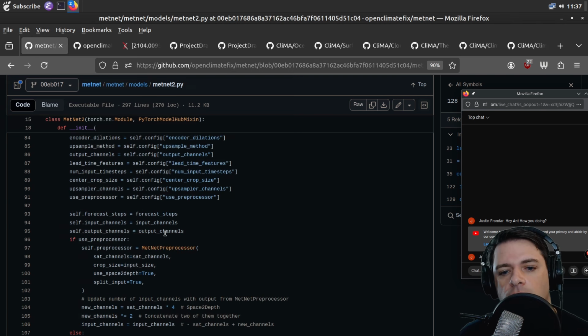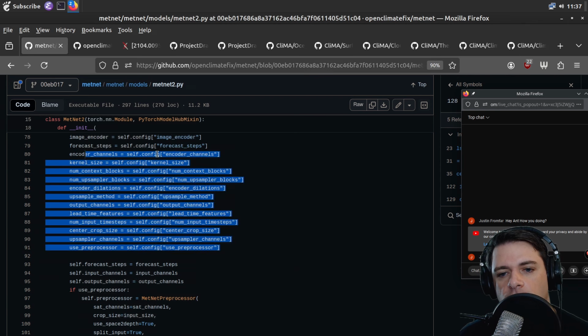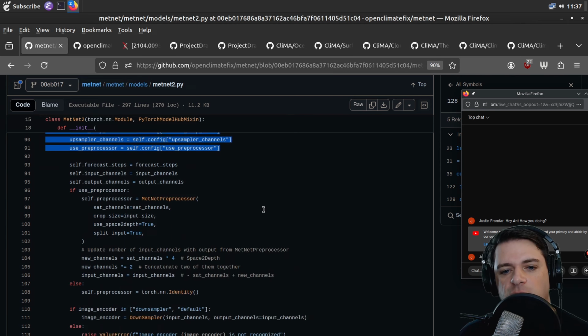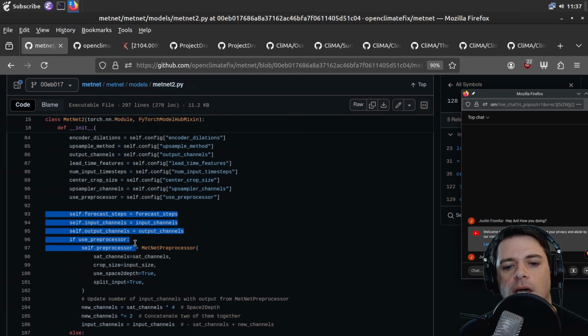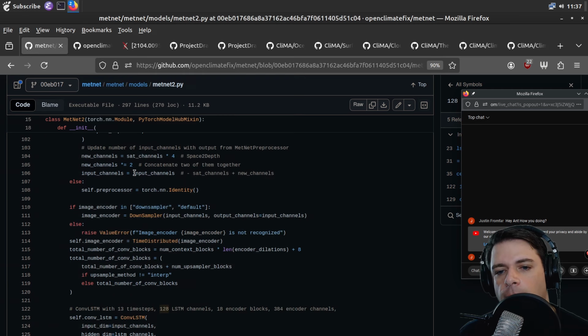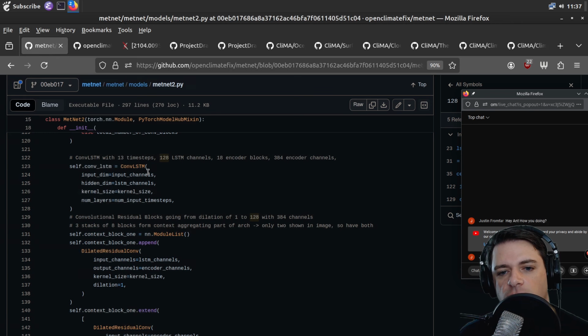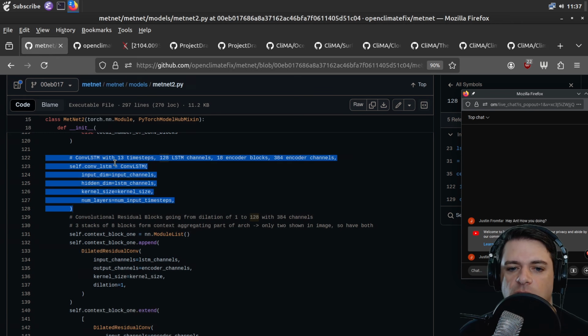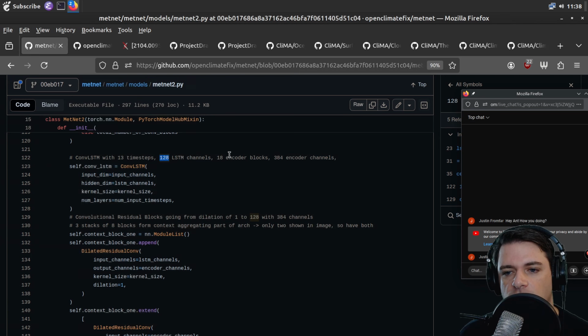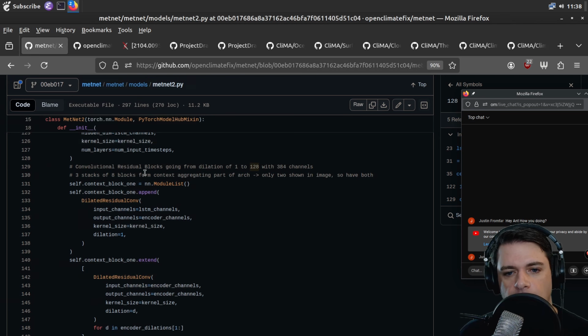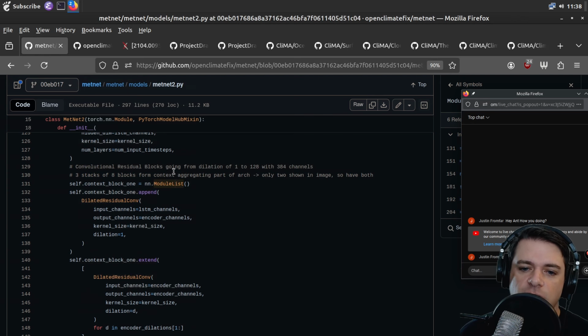Okay. This is like plugging things into a patch bay essentially. This seems to be more setup, and it's pretty verbose. Here it seems to be creating something. So it's presumably a convolutional LSTM, a conv LSTM with 13 time steps, 128 LSTM channels, 18 encoder blocks, etc. Okay, and then we have modules. Modules, I think, are really fundamental to PyTorch, if I am understanding correctly.